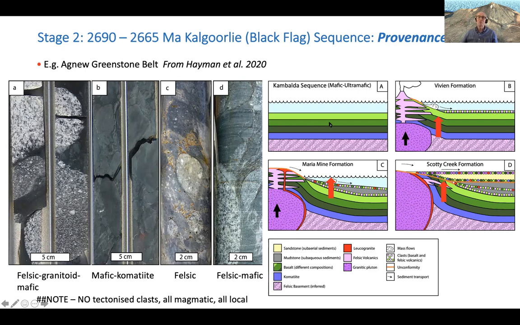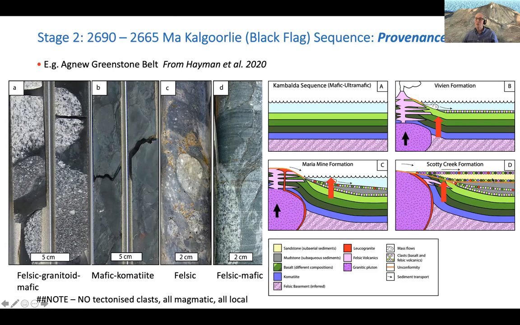And the interpretation of these sequences is that the older Kambalda sequence of komatiites and basalts were diapirically intruded by uprising granitoid plutons, some of which caused volcanoes that became emergent and shed their debris into the associated basin. Some of these diapiric plutons then continued to rise and then caused uparching and emergence of the komatiites and the basalts, which then began to shed detritus into the associated basin, and then eventually the plutons themselves became emergent and shed detritus.